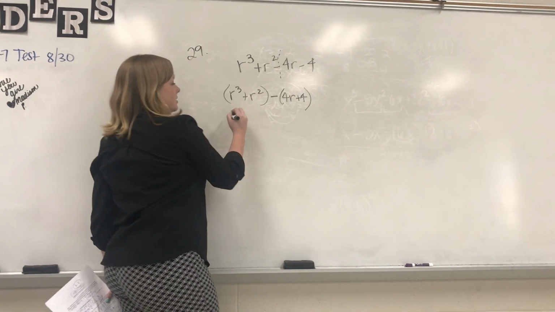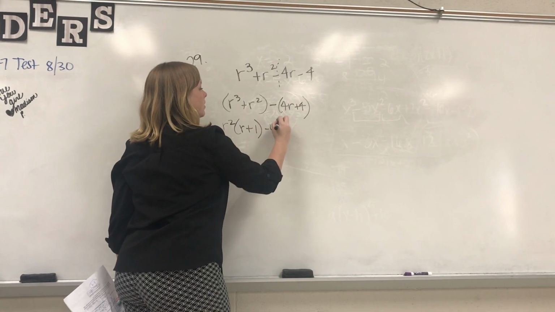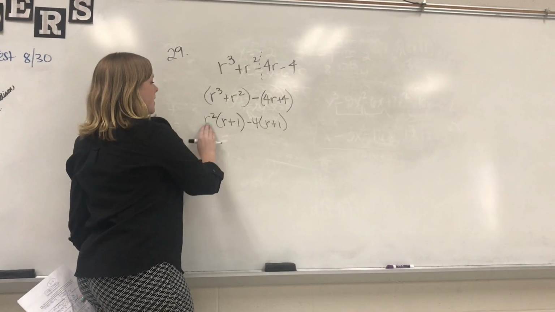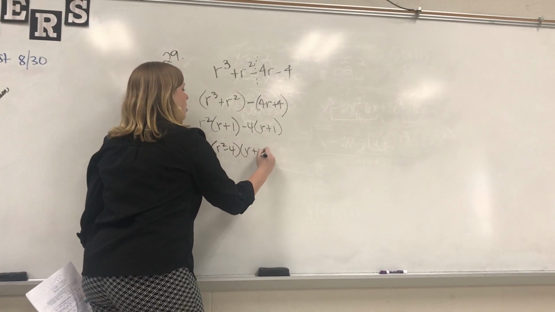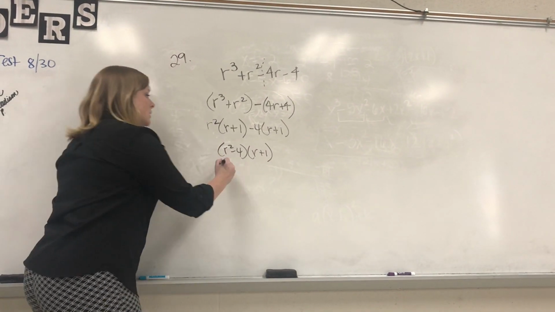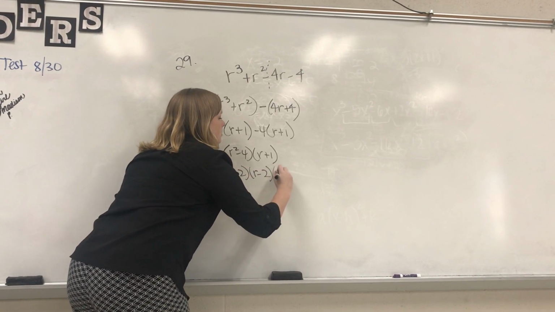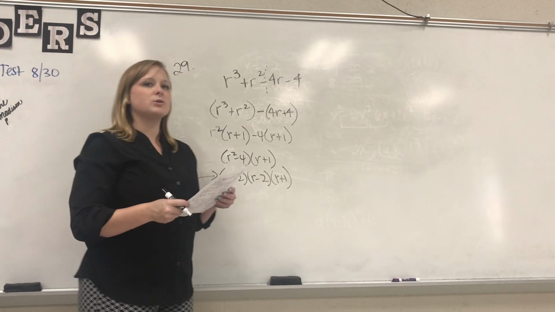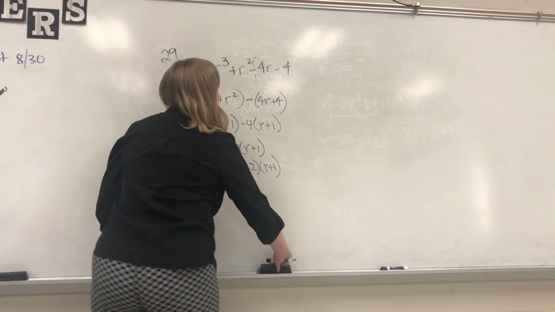The GCF right here is r squared. That leaves me with r plus 1. The GCF here is 4. That leaves me with r plus 1. They're the same. They're supposed to be. The numbers on the outside will be in parentheses together, and then you'll tack on the r plus 1 at the end. You're not quite done. Remember, this is a difference of squares. So it's going to keep going to r plus 2, r minus 2, r plus 1. That's going to be your final answer. This is multiple choice, so hopefully it'll help with knowing what your answer is. All right, and number 30.